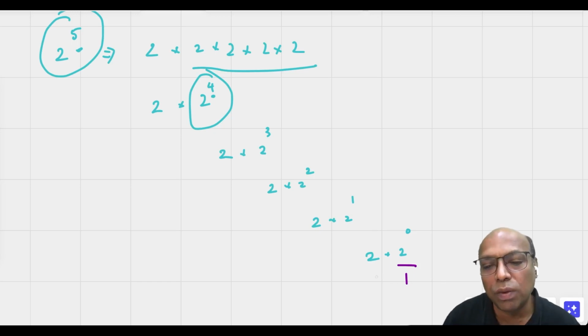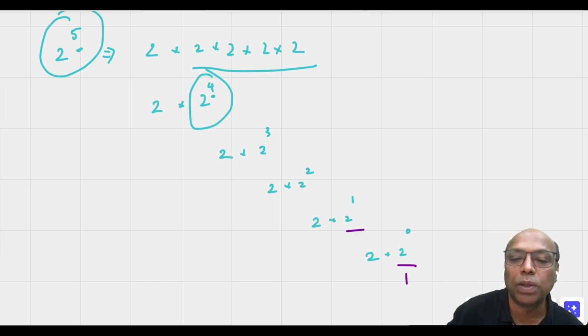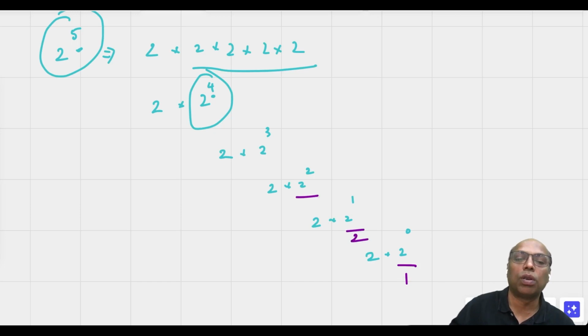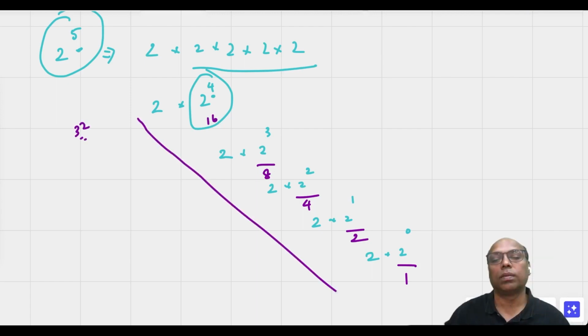The direct value 2 into 1 is 2, you will substitute here. 2 into 2 is 4, you will put here. 2 into 4 is 8, you will put here. 2 into 8 is what? 16, you will put here. 2 into 16 is what? 32. Base component.